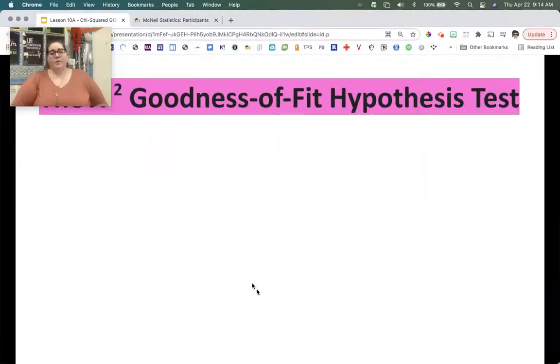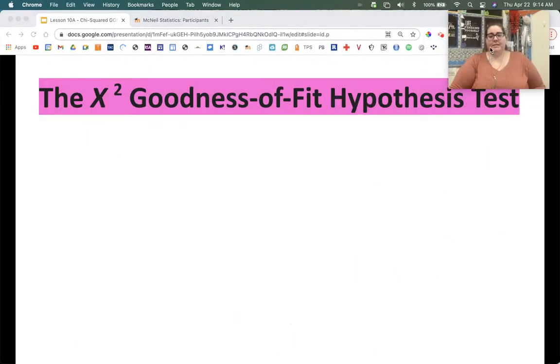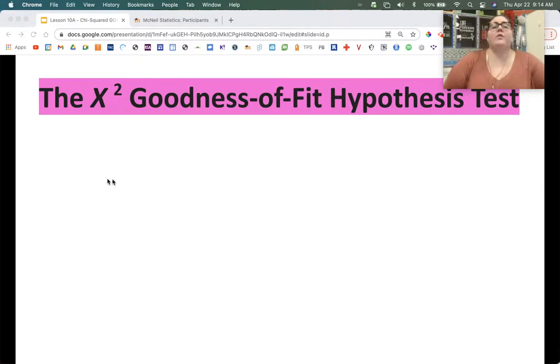Right? So let's start with our hypothesis statement. So we are doing our hypothesis test. So chi-squared goodness of fit hypothesis test is what we are doing. The null hypothesis is basically just that there's no difference, right? Just like always, the null is saying that there's no difference, that everything's the same, nothing changed, etc.